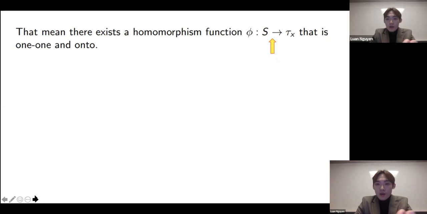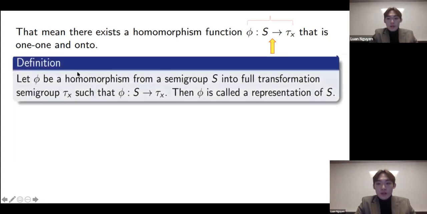And let's see this function right here, theta from S into the full transformation semigroup tau S. It has the definition for that. Let theta be a homomorphism from the semigroup S into the full transformation semigroup tau S. Then theta is called the representation of S. So I define a new name for the homomorphism function theta from S into tau S. It is called the representation of S.